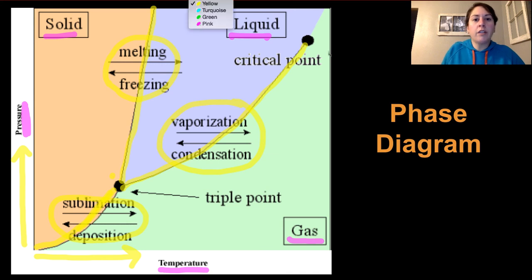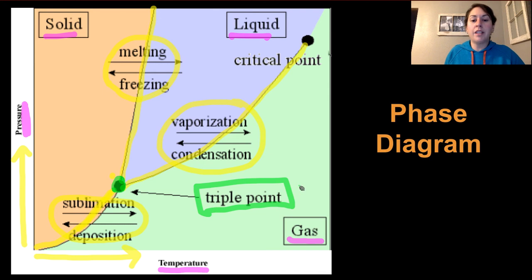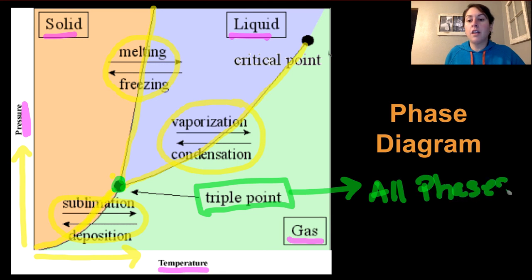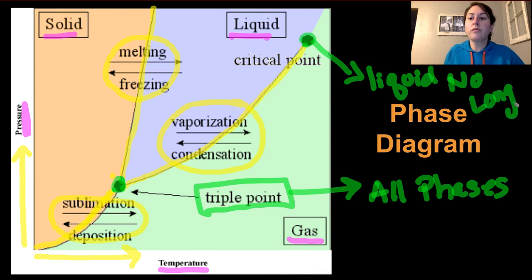If you notice right here in the very center, we have this thing called the triple point. So triple point, what on earth is this? This is the place where we can see all three phases together. All phases or states can occur simultaneously, at the same time. There's also a point up here called the critical point, and this is above where liquid no longer occurs. So those are a couple other important points that we see on that.